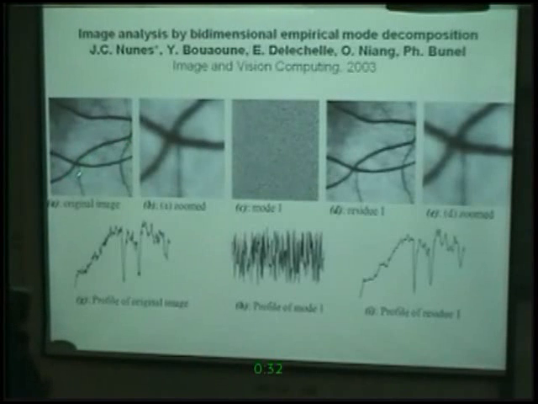This blood vessel, if you zoom in, you find this vessel, and you do an EMD, you get rid of a lot of the gray background. Once you get rid of the gray background, you reconstruct the residual, and then you zoom, you get this. Whether this is better than that, it's because the background is less, and also this is more clear.